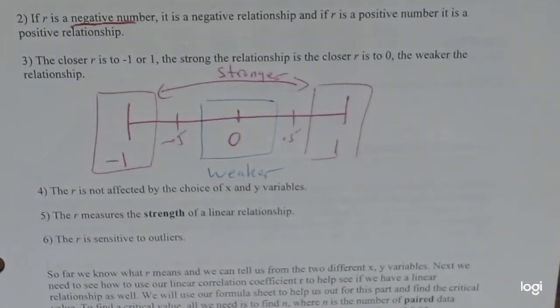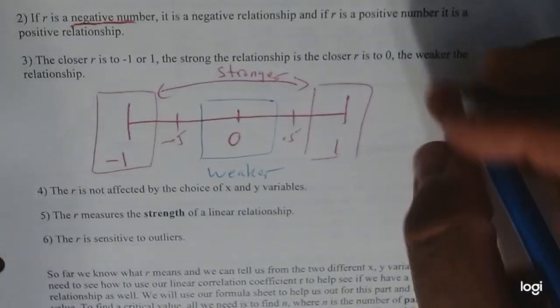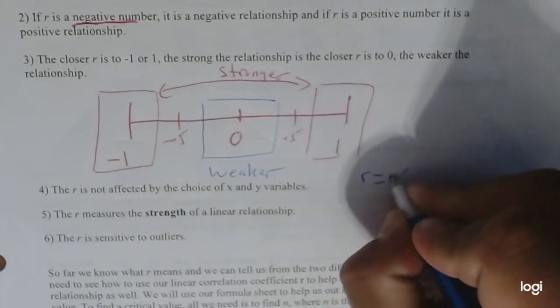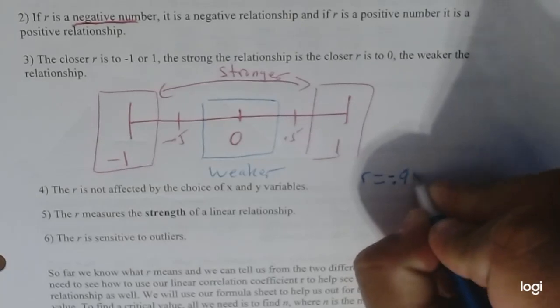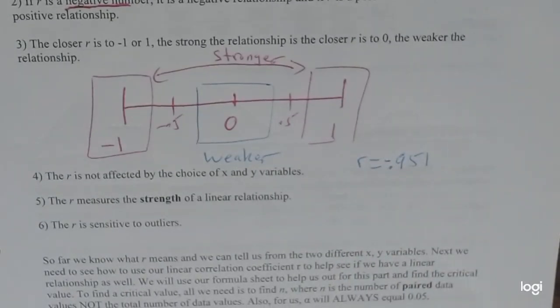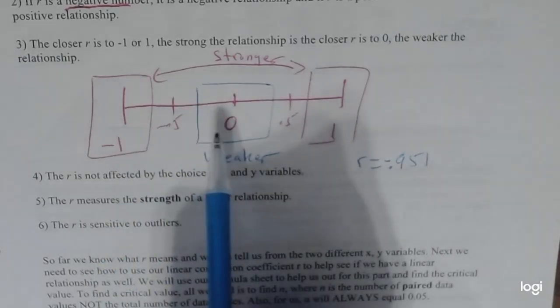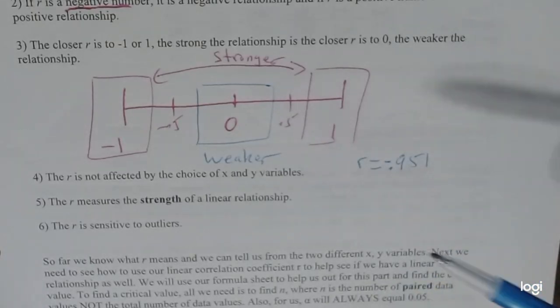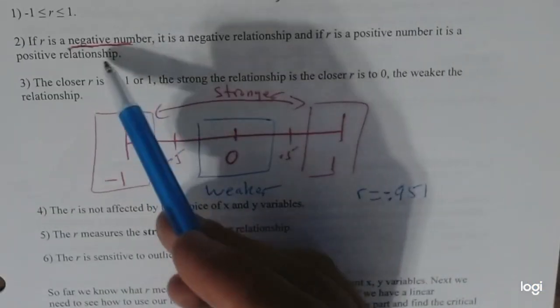So let me give you an example. Let's suppose we have r equal to negative 0.951, for instance. Okay, if r is equal to negative 0.951, that could be considered a strong or weak relationship. Hopefully you say strong, right? It's closer to -1 than 0. Therefore, not only is it strong, but is it positive or negative? It's going to be negative, right?